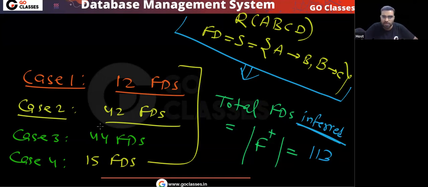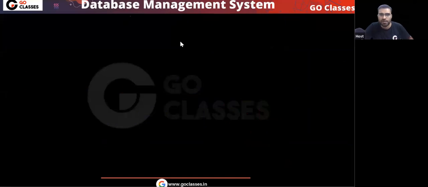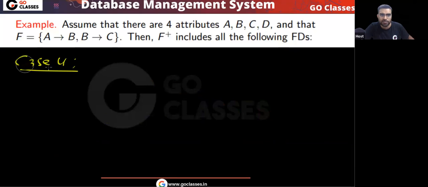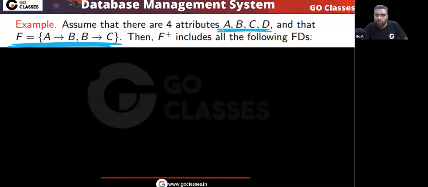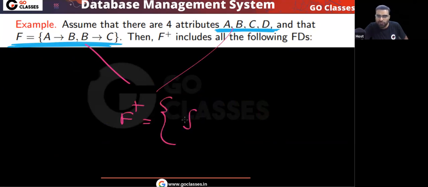Did you understand the concept of F plus? Very simple point. This F is given to you, and these 4 attributes are given to you. Now from here, you can find F plus. F plus is the set of all FDs which you can infer from F. Is this clear? Very simple.